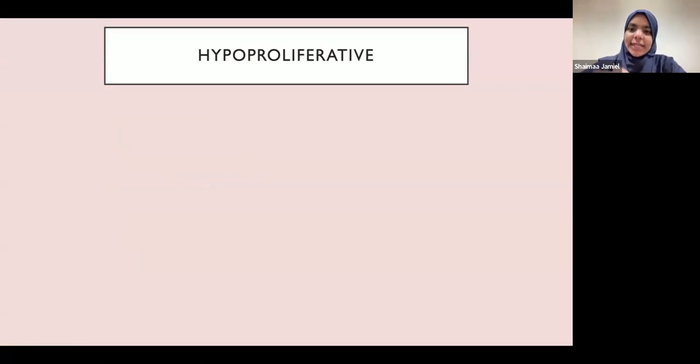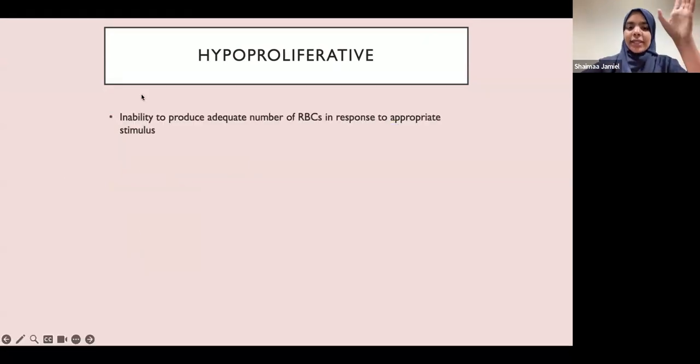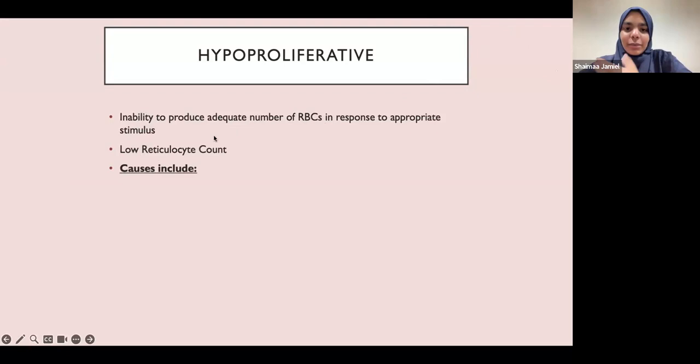So from the name, we have less proliferation or less divisions of production of red blood cells. So it's basically the inability to produce adequate number of RBCs in response to appropriate stimulus. Yes, you're correct. Low reticulocyte count. So that was the next point. So low reticulocyte count. So what are some causes of hypoproliferation?